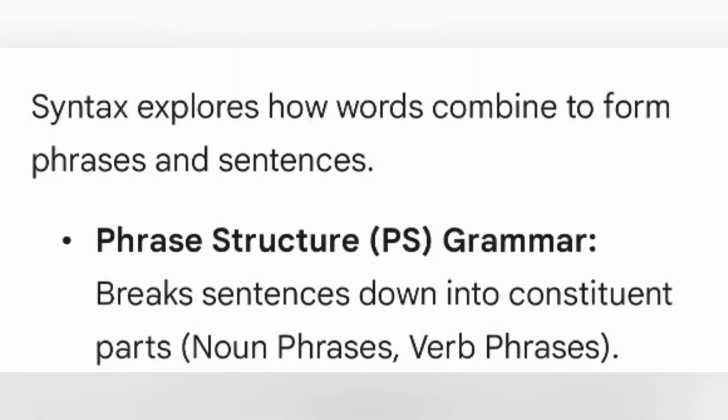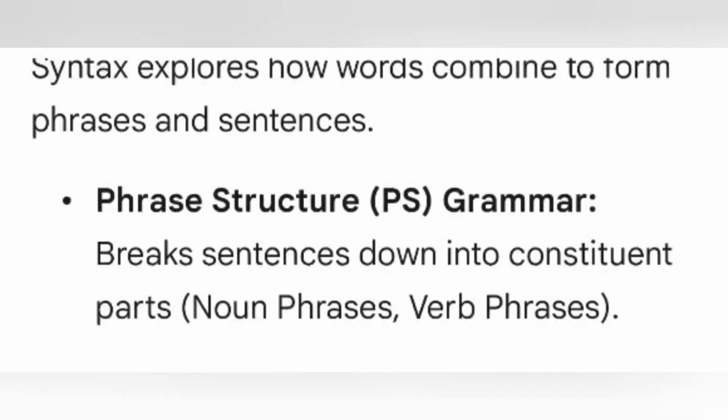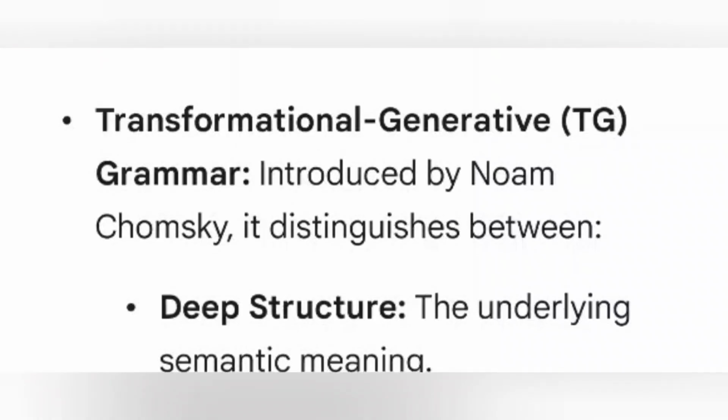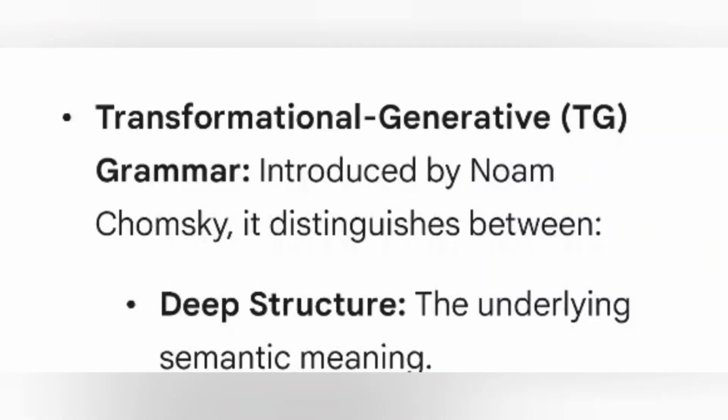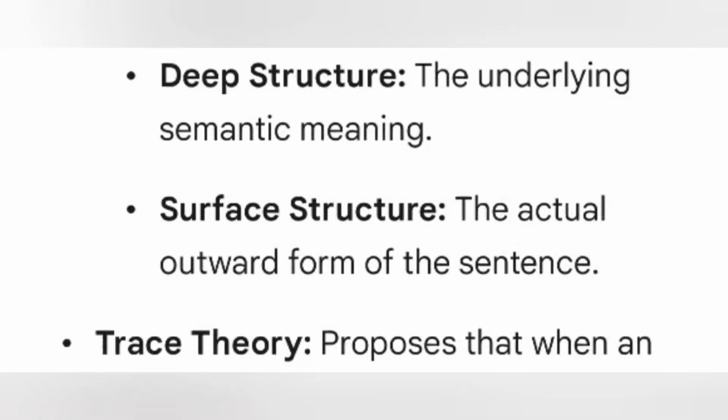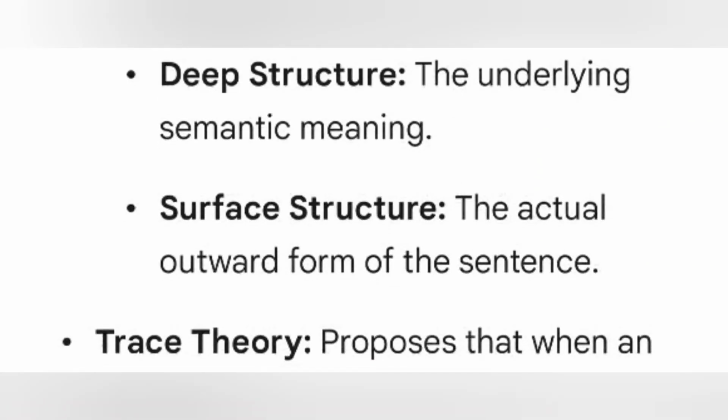Syntax explores how words combine to form phrases and sentences. So we have phrase structure grammar, which breaks a sentence down into constituent parts, noun phrases, verb phrases. Then transformational generative grammar, which was introduced by Noam Chomsky. It distinguishes between deep structure, the underlying semantic meaning, and surface structure, the actual outward form of the sentence.